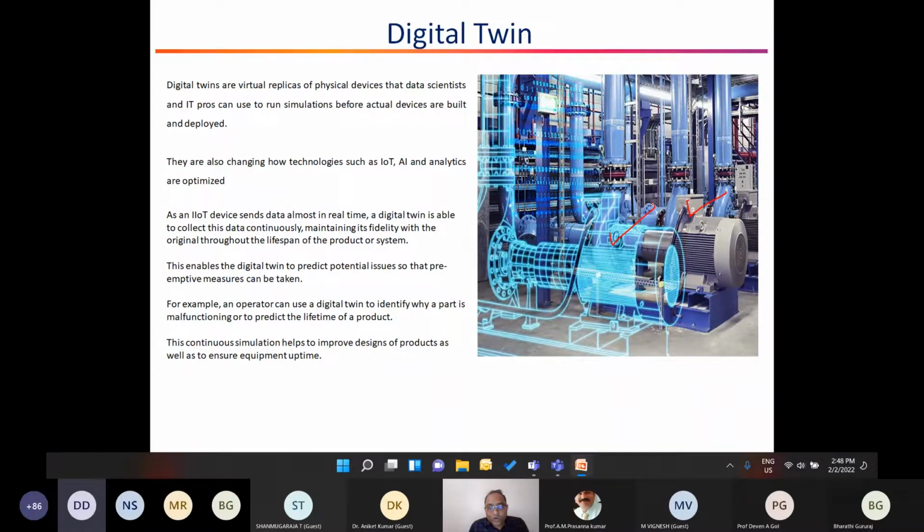So this continuous simulation always helps to improve the product design, as well as to bring in efficiency in the working of the machines, and also ensure the equipment uptime, so their running time, right?